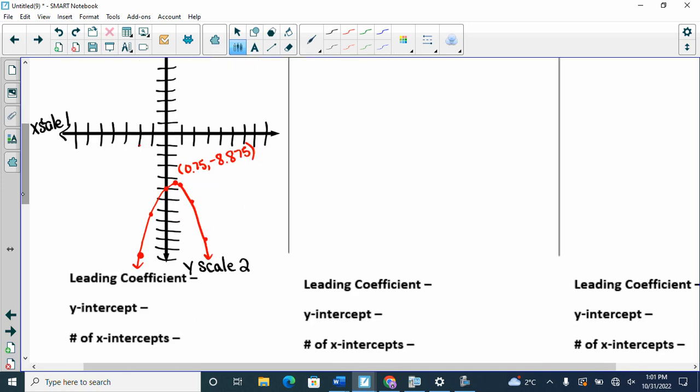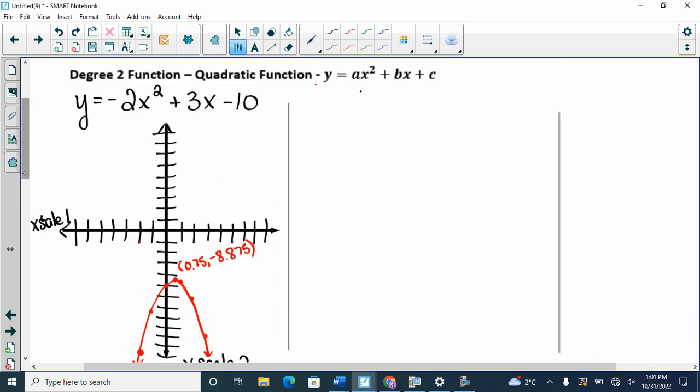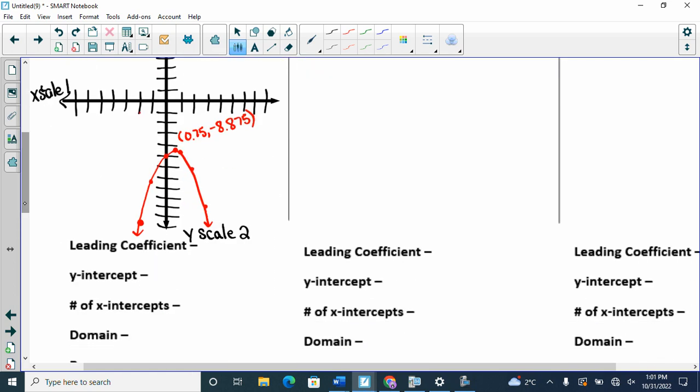So what's the leading coefficient on this equation? -2. So that tells me how it ends on the right. That doesn't change whether it's degree 1, 2, or 3. That leading coefficient tells you how it ends on the right. So this ends down on right. And because it's degree 2, it's an even degree, it also ends down on left. Odd degrees, degree 1 and 3, end in opposite directions. Even degree ends in the same direction.